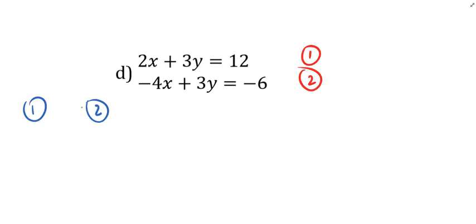Are we eliminating x or are we eliminating y? And how do you do it? Adding or subtracting?